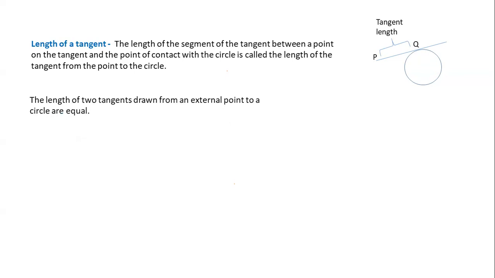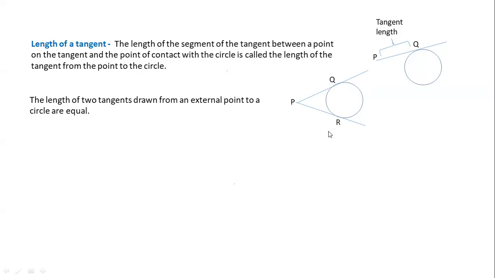The lengths of two tangents drawn from an external point to a circle are equal. Take a circle and a point outside the circle. Let's take P. From this point, let us draw two tangents, one here, another here. Let's name this point Q.